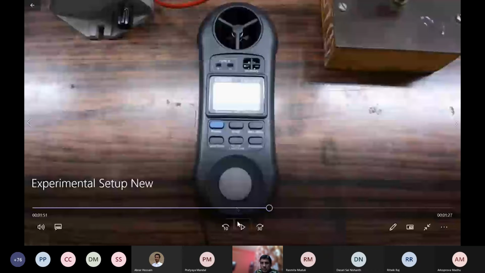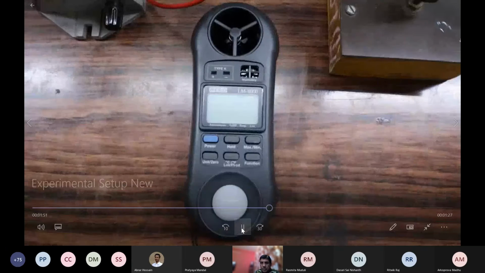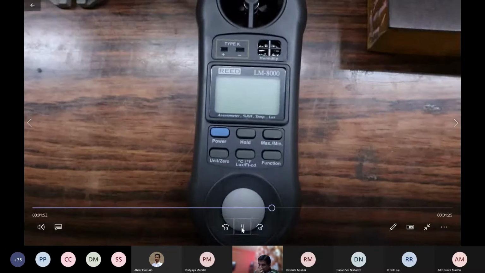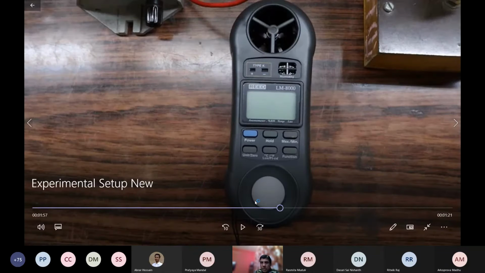So this is the lux meter, which we will use to measure the artificial insolation falling on the panel. Actually, this is not only a lux meter. It can measure other things also. Like at the top, you can see it is working as an anemometer also, so it can measure the wind speed. Then there is a lux reading, then a humidity sensor is also there, and it can hold the data. So it's multifunctional.